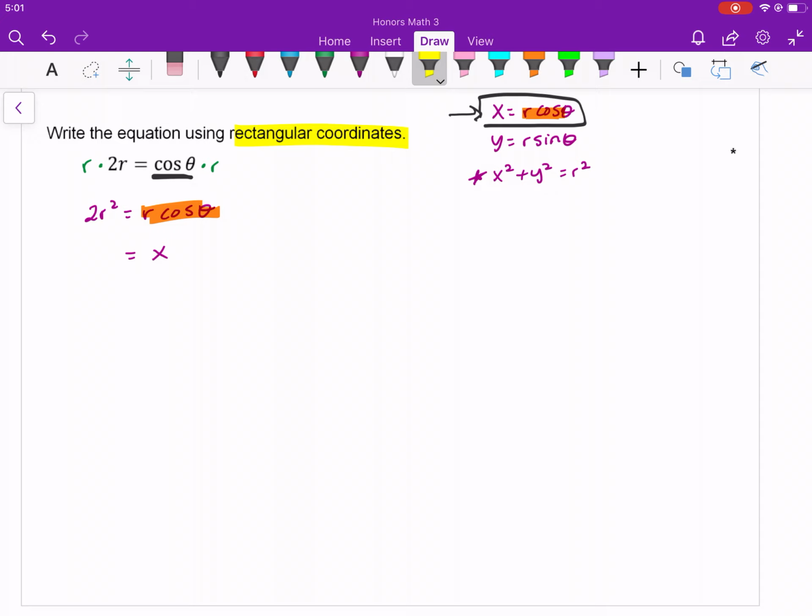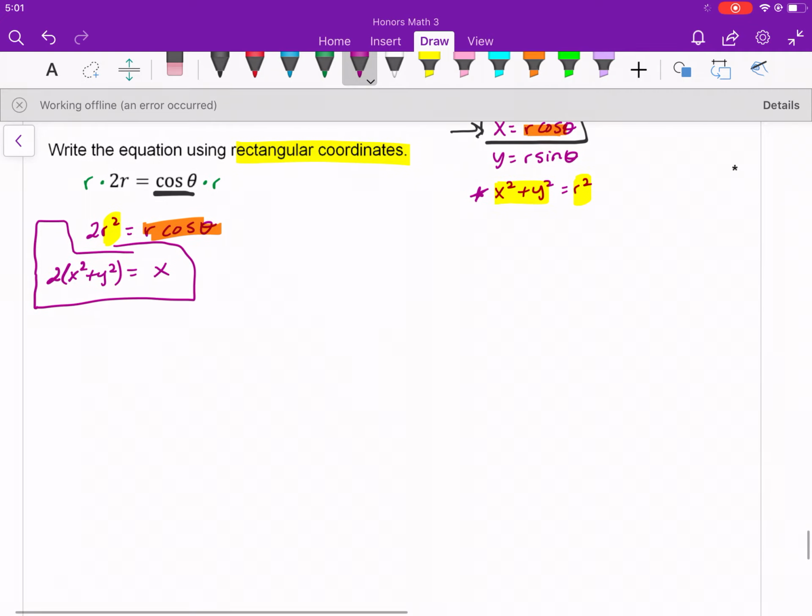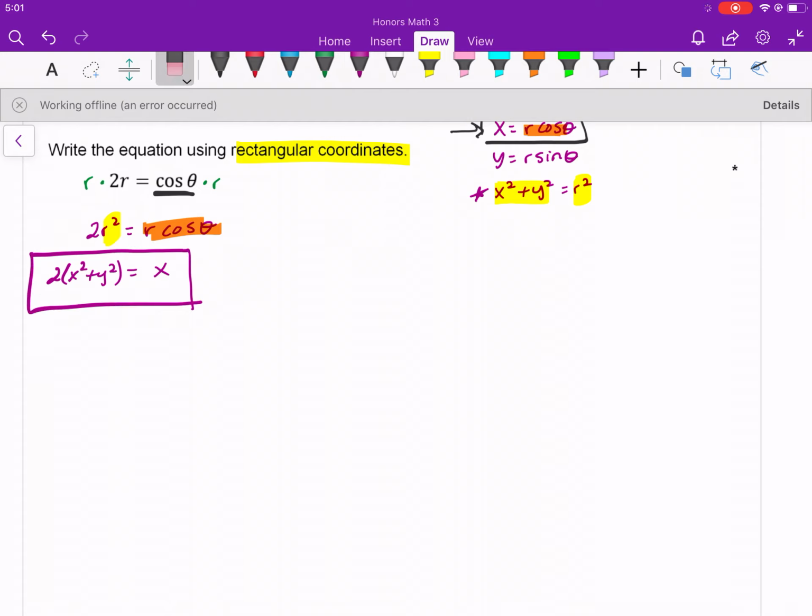Now look how amazing that is, because now we have an r squared, and we know r squared is x squared plus y squared. So I can go ahead and just say this is 2 times x squared plus y squared equals x. There we go. So that is your final answer. You can distribute the 2 if you want, so you could write it 2x squared plus 2y squared equals x. Either one works for me.